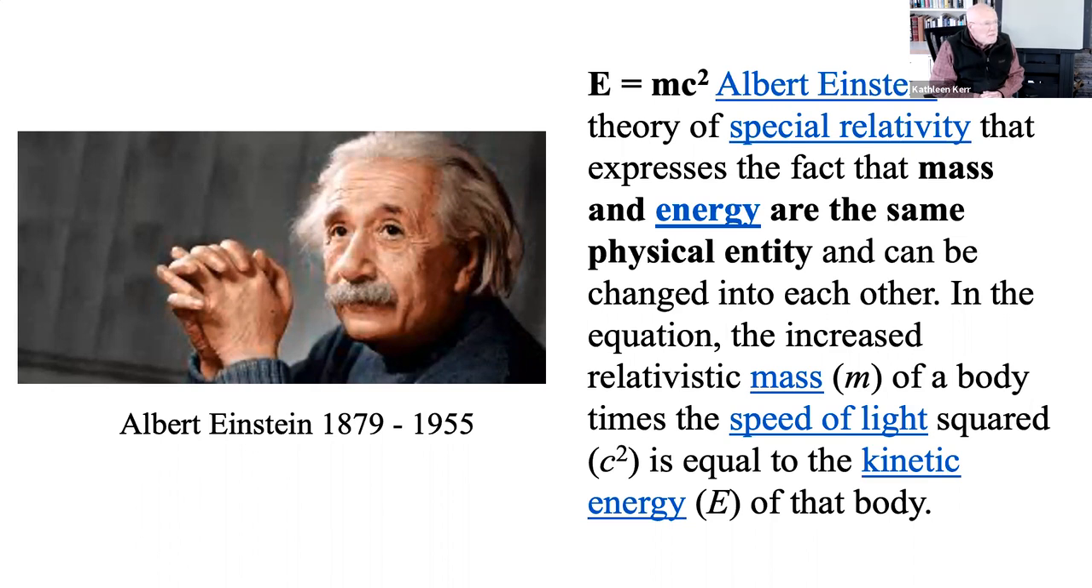But in the equation, the increased relativistic mass, the m, of a body times the speed of light squared, c squared, is equal to the kinetic energy of that body. I can't remember where on the websites I found this, but it just reminded me of what an incredible contribution this was to understanding the world around us. Next one, please.